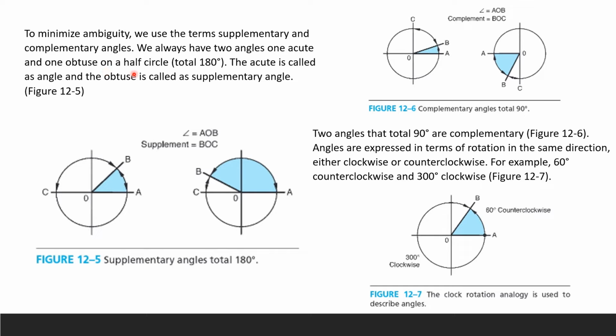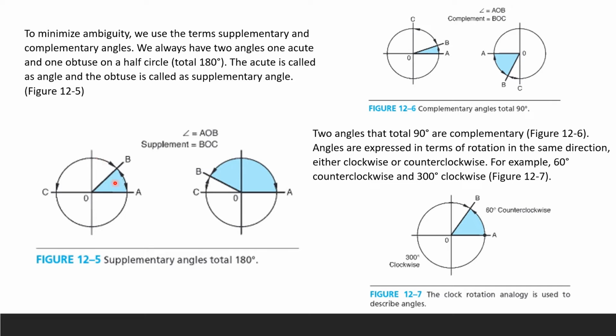Okay, so to minimize ambiguity, we use the terms supplementary and complementary, but sometimes students become more confused when we apply these two terms, and they want to just stick to the old way of saying on the previous slide. So we always have two angles. One is the acute, less than 90, and an obtuse is more than 90 on a half circle.